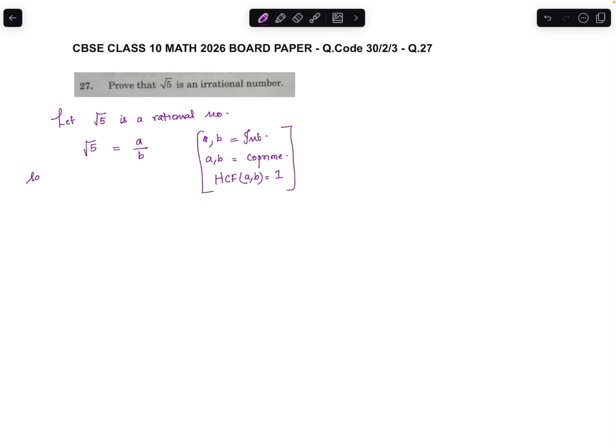On squaring both the sides, we get 5 equals a squared upon b squared, which means 5b² is equal to a². Let's call this equation 1. From this, it is very clear that a² is divisible by 5, which means a is divisible by 5.